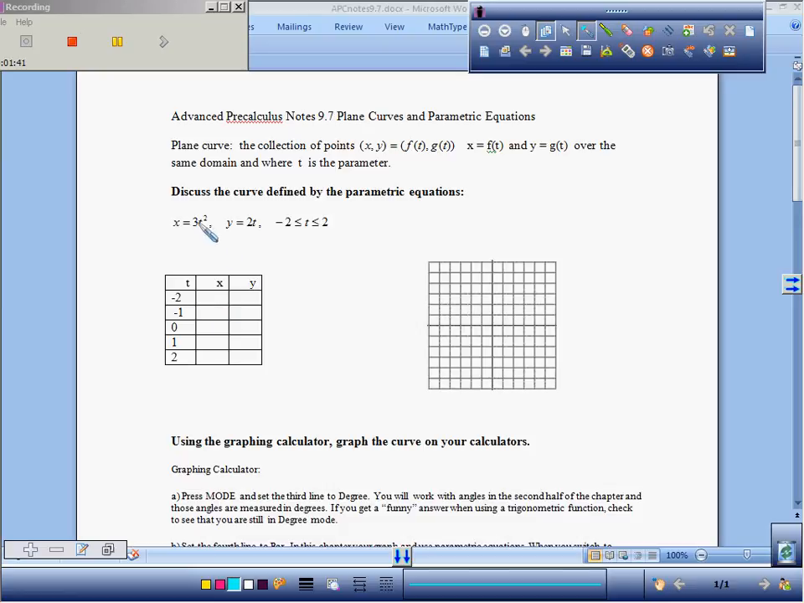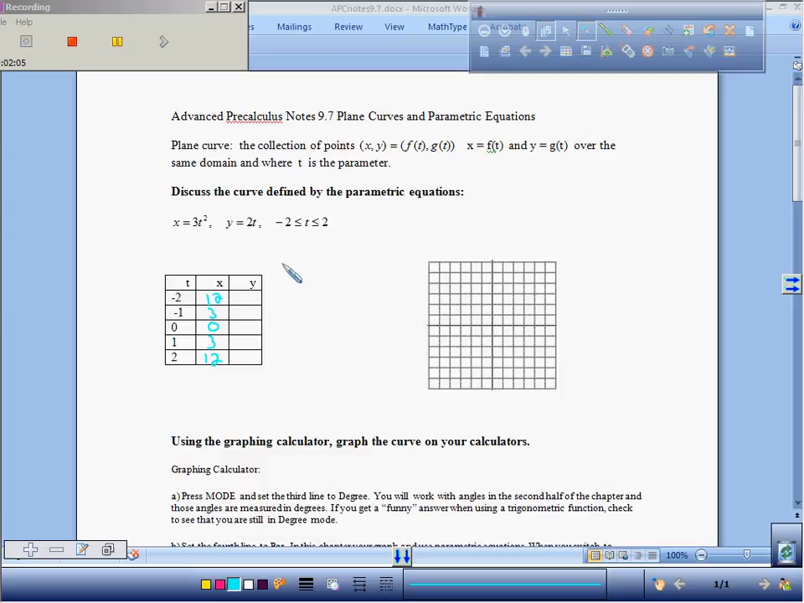So when I plug -2 in for t into this equation, what do I get? 12. Very good. When I plug -1 into this equation, what do I get? 3. When I plug 0 into that equation, what do I get? 0. Then 3 again, and 12. Are there any questions over where I got that from?